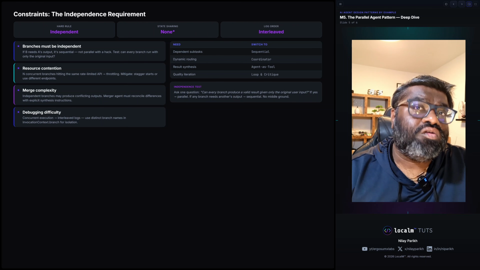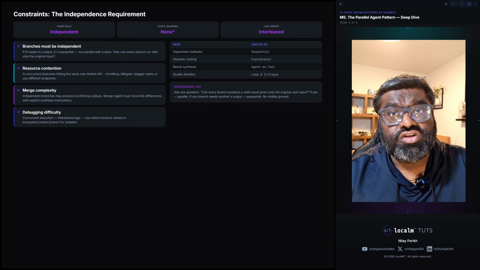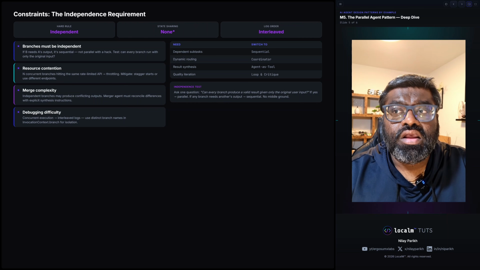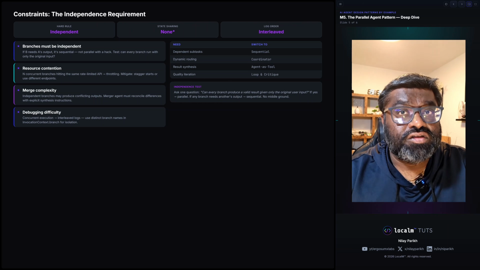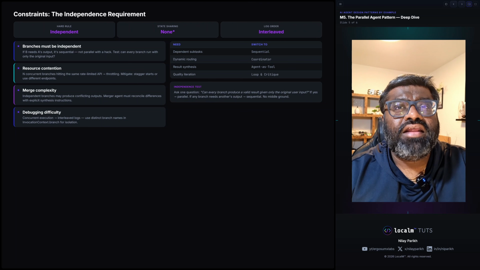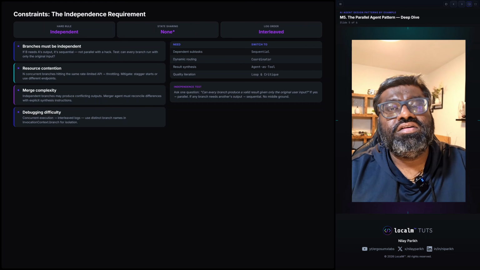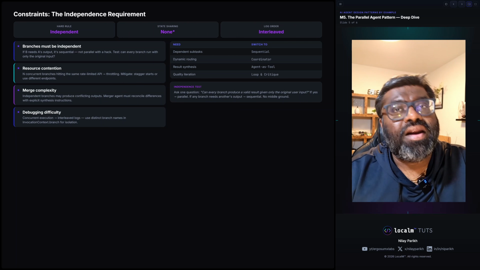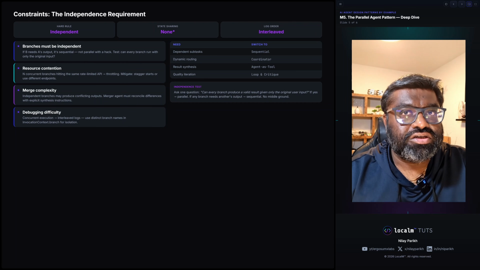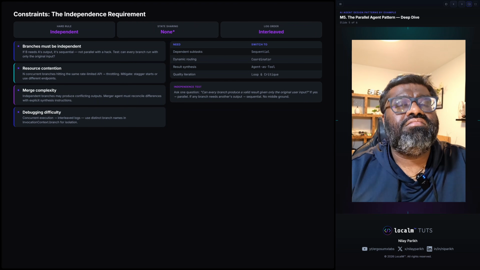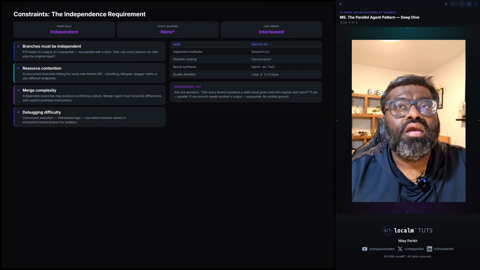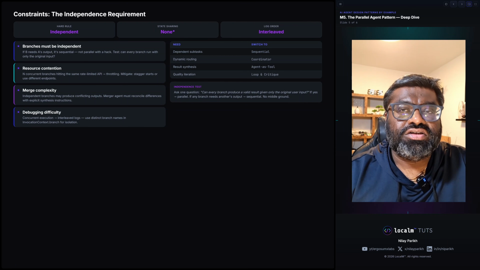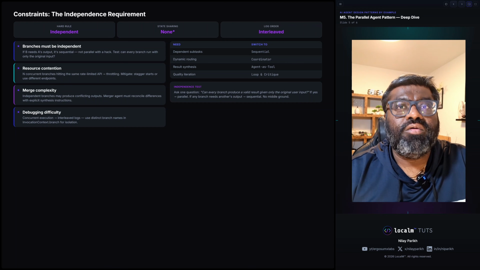Merge complexity is also an area that parallel processing should look out for, especially when the outputs conflict, how the conflict resolution should take place. Also, debugging is comparatively more complex than with sequential processing. But despite that, parallel has its own value and merit. So now let's see it in action with Visual Studio Code and see how it works.